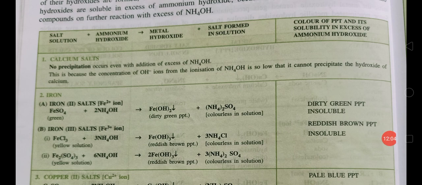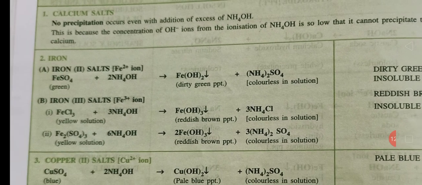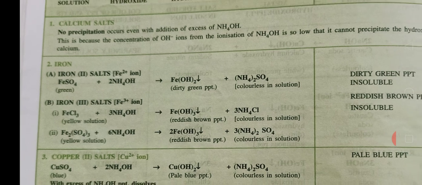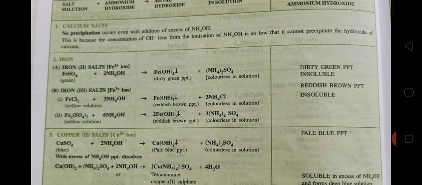Now children, with iron, as we know that iron exists in two forms, ferrous and ferric. So the ferrous ion on reaction with ammonium hydroxide gives you ferrous hydroxide, which is dirty green, and ammonium sulfate is formed. This dirty green precipitate is insoluble in excess of ammonium hydroxide. Similarly children, ferric salt, when it reacts with ammonium hydroxide, gives you reddish brown PPT of ferric hydroxide, which is again insoluble in excess of ammonium hydroxide.